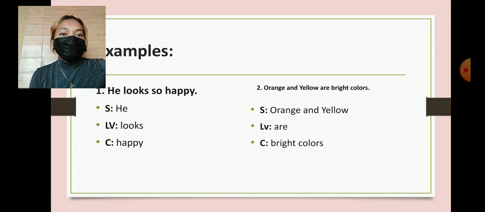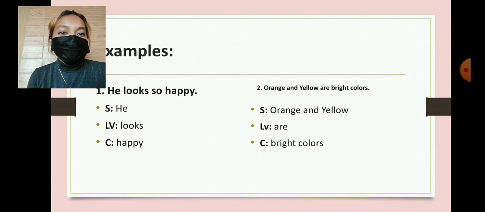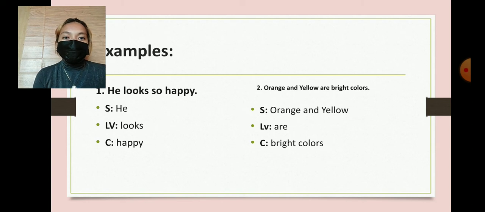So we have here an example. Example number one is, he looks so happy. So obviously the subject is he, the linking verb is looks, and the complement is happy. And for the second example, we have, orange and yellow are bright colors. So the subject is orange and yellow. The linking verb is are, because we have two subjects, and the complement is bright colors because orange and yellow are obviously colors.